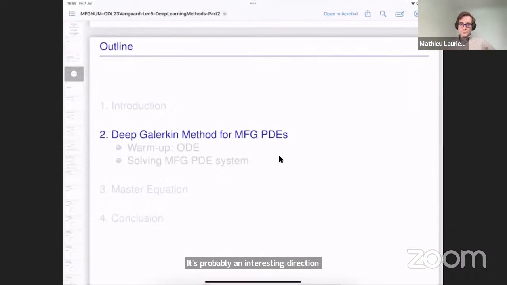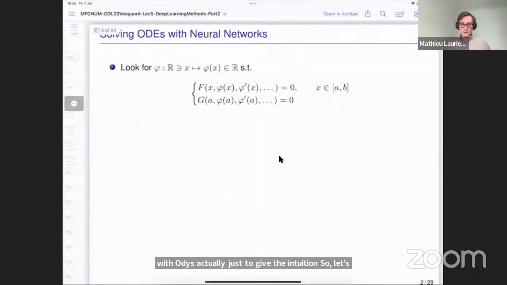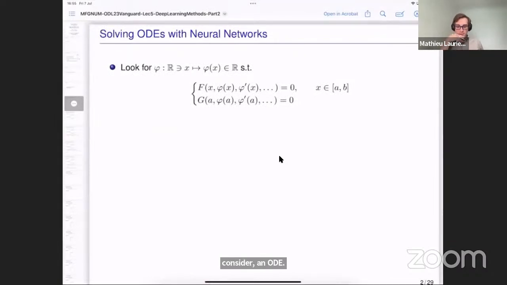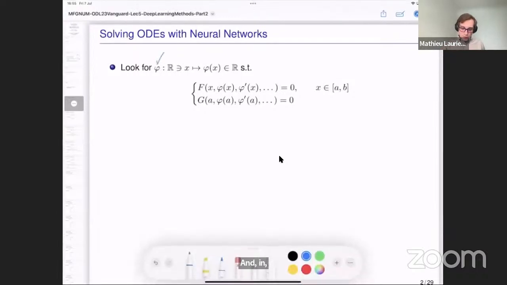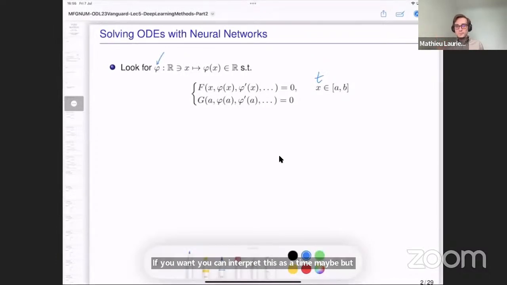So here I will focus on methods for PDEs. I will start with ODEs, actually, just to give the intuition. So let's consider an ODE. In this ODE, the unknown function is phi here. And you see that there are two components in the ODE. There is a term which is for every x. If you want, you can interpret this as time, maybe. But you have x between a and b, and you have more or less an initial condition at t equal to a, or x equal to a, to follow the notations I'm using here. So you have a boundary condition here. You have the ODE inside. I'm using some abstract form for the operators, but I'm going to take a concrete example very soon.